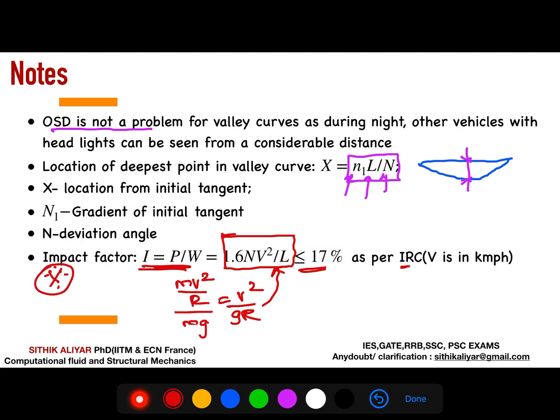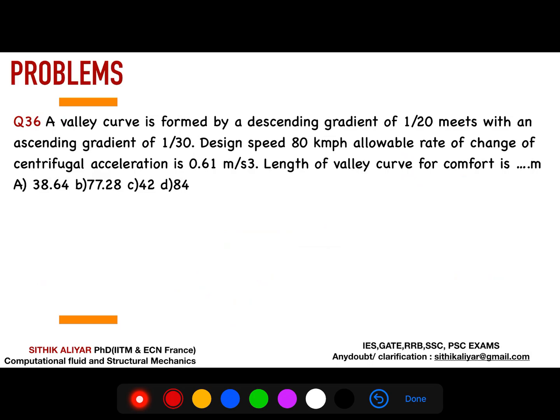So hopefully I have given 5 formulas here. One is plotting the valley curve, one is LV1, one is LV2, the fourth one is the location of the deepest point, and the fifth formula is impact factor. So you can pause the video, take your formula sheet, and note down these 5 formulas with all the terminologies before coming into the problems. Question number 36, you can pause the video and solve it yourself. Then you can come back to the answer. Anyway, I will discuss it here.